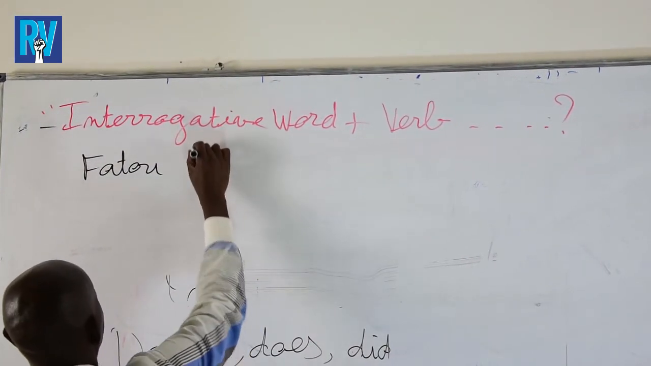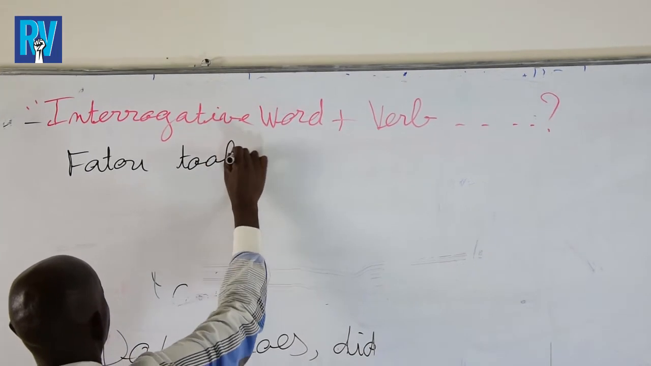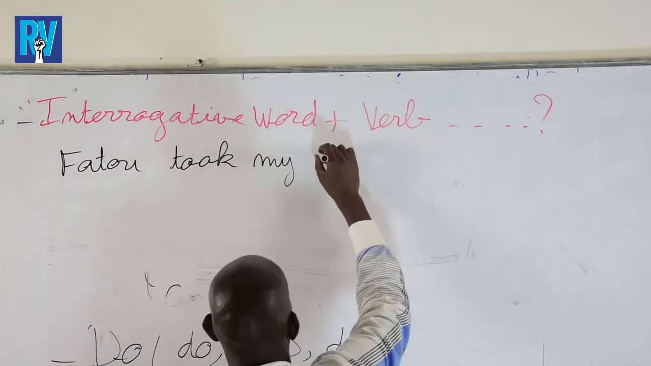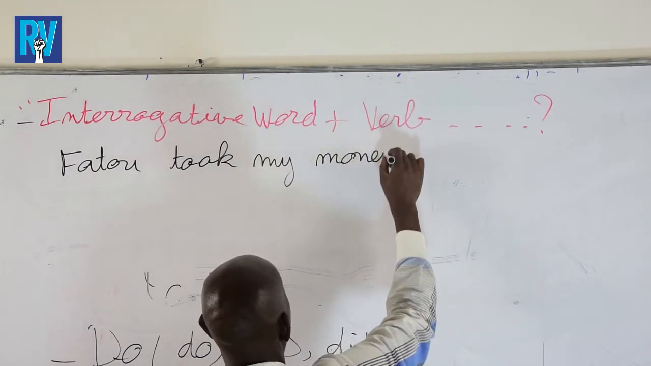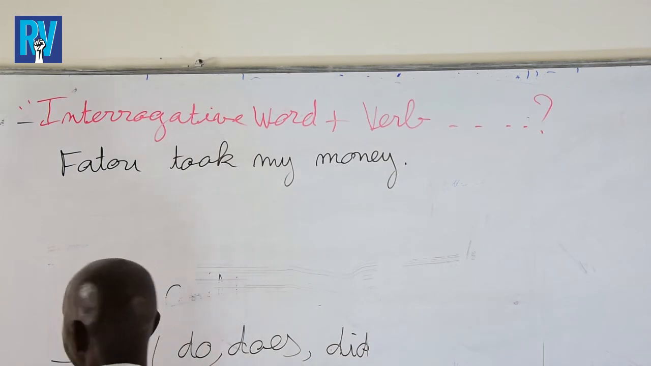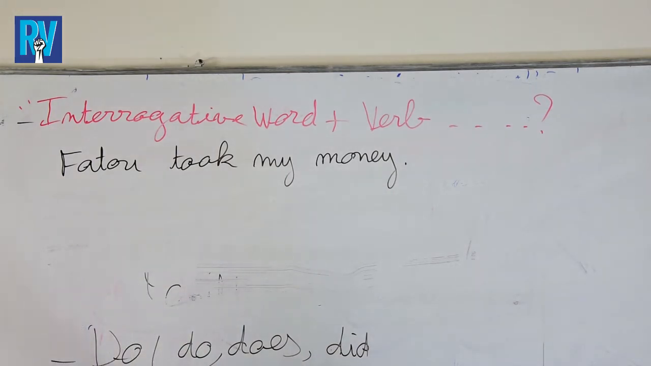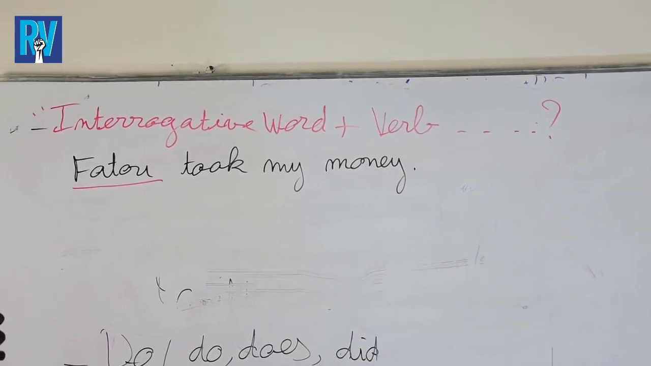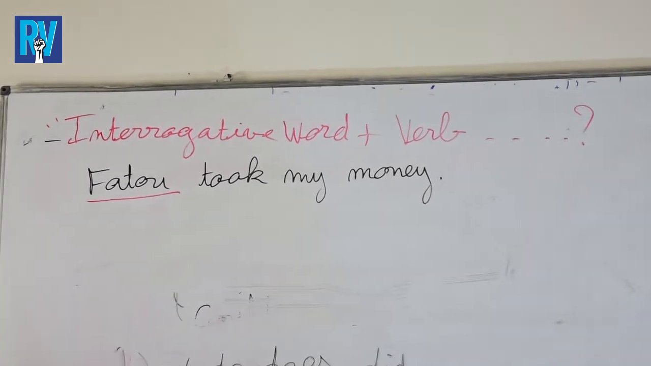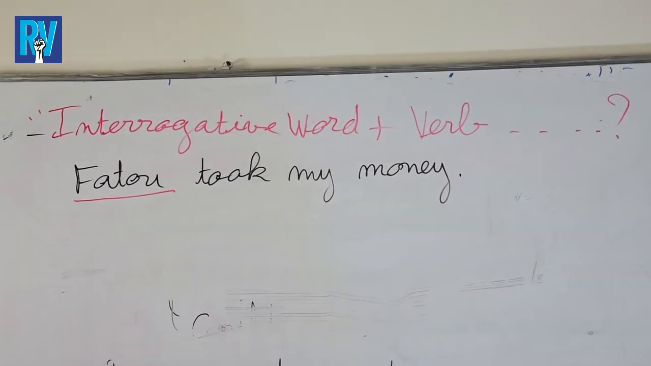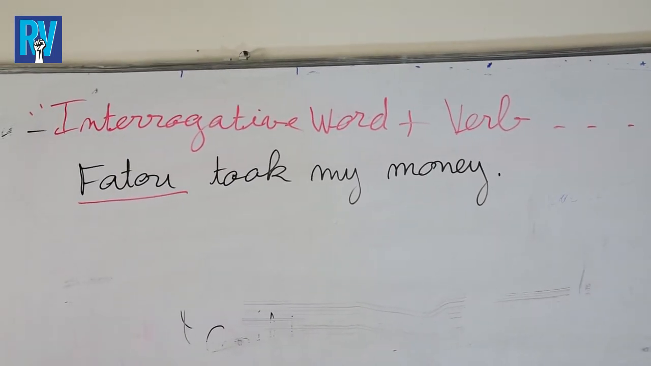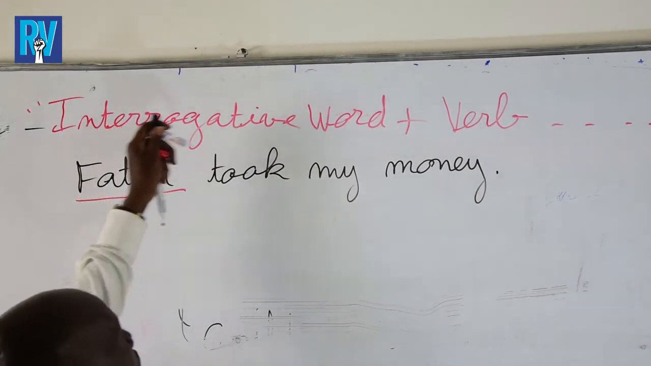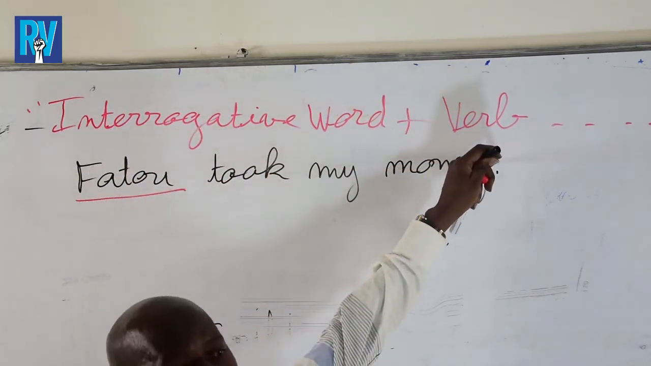Fatou took my money. And I underline Fatou. Et je souligne Fatou. On pose la question de telle sorte que la réponse soit Fatou. Okay, we are going to ask the question in such a way that the answer will be Fatou. Ici, la question porte sur le sujet du verbe Fatou. En ce moment, nous allons avoir mot interrogatif directement suivi du verbe.